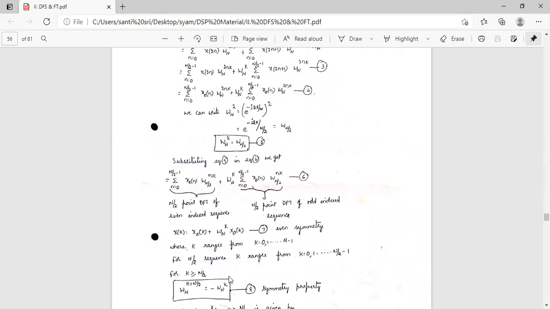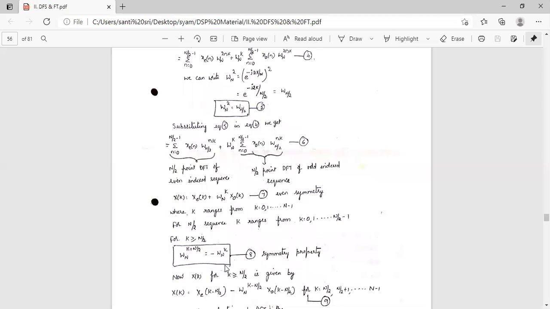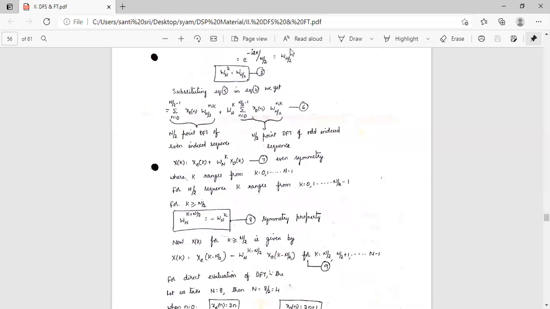For k greater than or equal to N by 2, this is even symmetry. So for k greater than or equal to N by 2, W_N power k plus N by 2 is equal to minus W_N power k. Or we can write this as X of k equal to Xe of k minus N by 2 minus W_N power k minus N by 2 into Xo of k minus N by 2. So this is equation number 9.